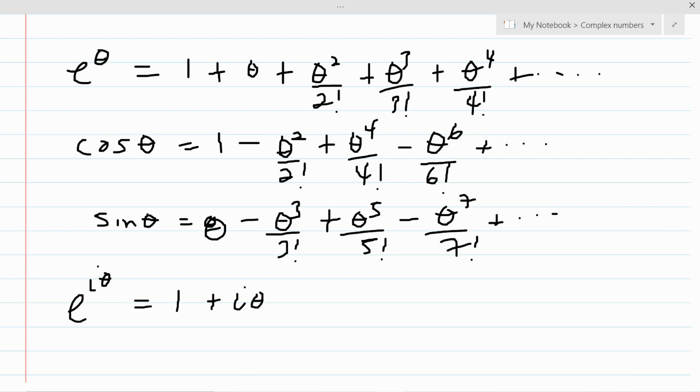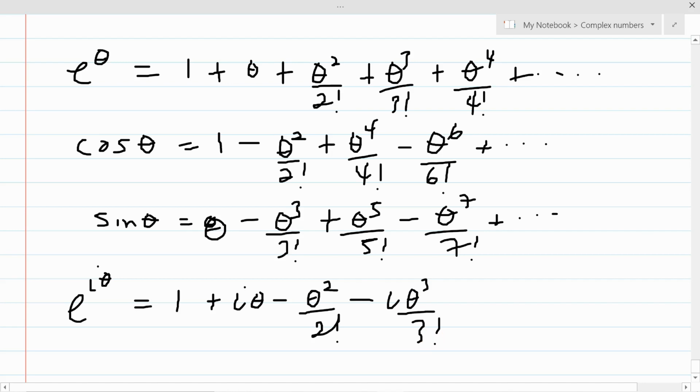I hope you get it. 1 plus i theta. Then if I put i theta in place of theta squared, I'll get what? i squared will give me negative, so I get negative theta squared over 2 factorial, then plus, or i to the power 3 is what? Negative i, so it becomes minus i theta cubed over 3 factorial, then i to the power 4 is 1, so it becomes theta to the power 4 over 4 factorial plus the dots like that.